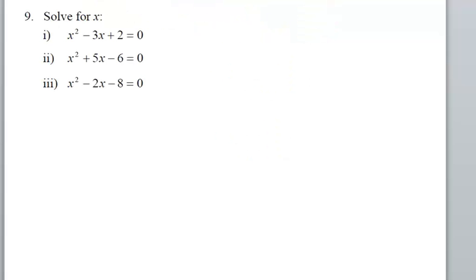Okay, looking at question 9 here. We're wanting to solve for x. So for our first question, what we want to do, we want to factorize. We've got a negative and a positive. So here, we know that we must have, there's our x terms, and negative times a negative is a positive, so we know they both must be negative. And we've got to get to a final answer of 2. 2 times 1 is 2, and minus 1 minus 2 gives us minus 3.